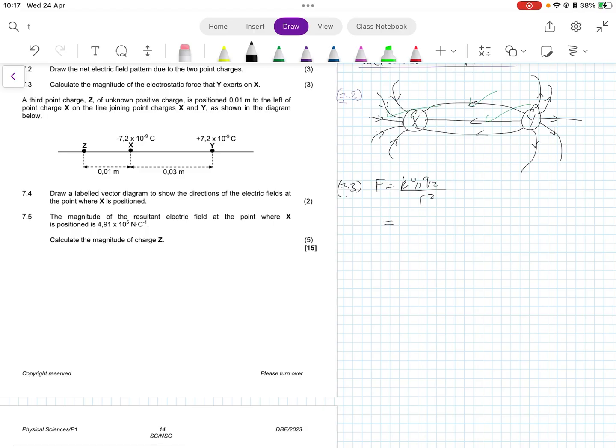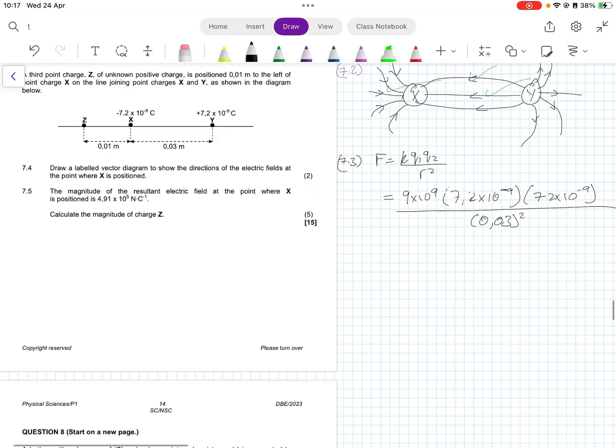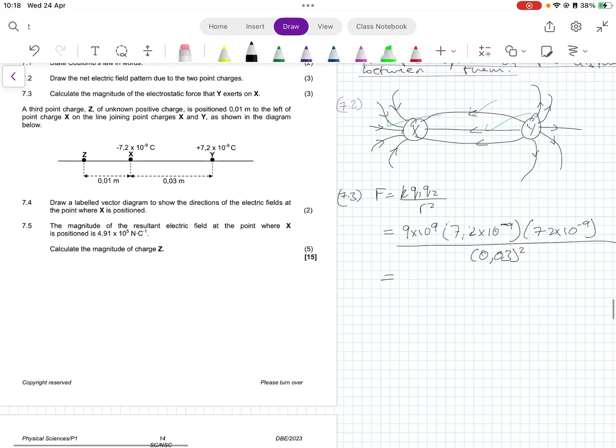Okay, from here, we know our Coulomb constant is 9 times 10 to the power 9. We know one charge is 7.2 times 10 to the power minus 9. The other charge is also 7.2 times 10 to the minus 9. All divided by the distance between them given in the problem statement, 0.03 meters squared. Thus, the force exerted by Y on X is thus 5.18 times 10 to the minus 4 newtons. Great.